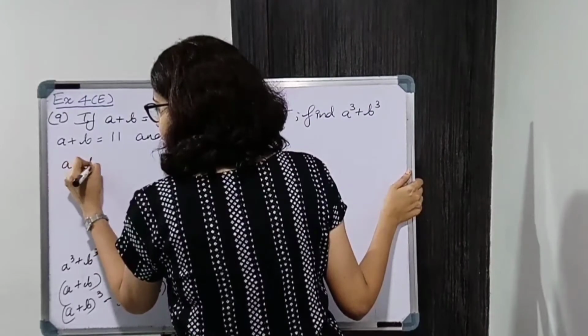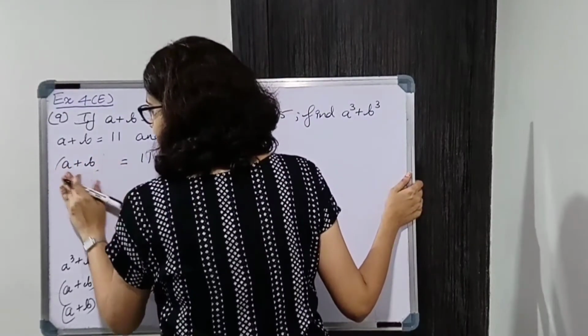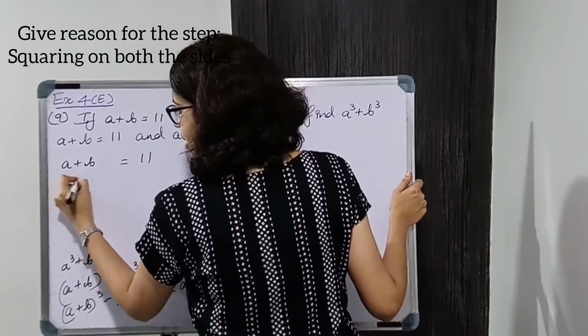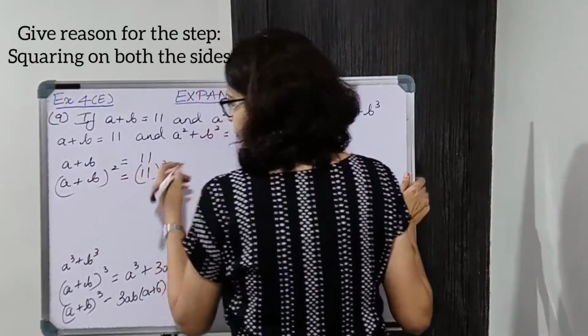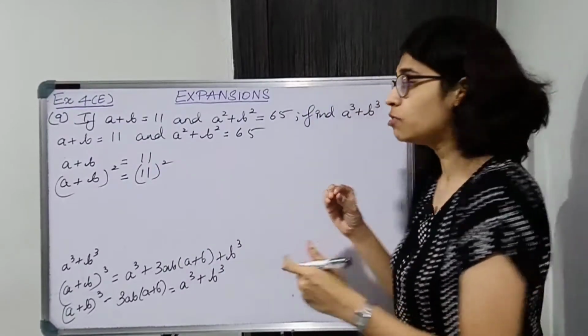So a plus b is equal to 11. First write this. Okay, a plus b is equal to 11. So in the next step, square this on both the sides. Write down LHS square, write down RHS square. Why are we squaring, students?